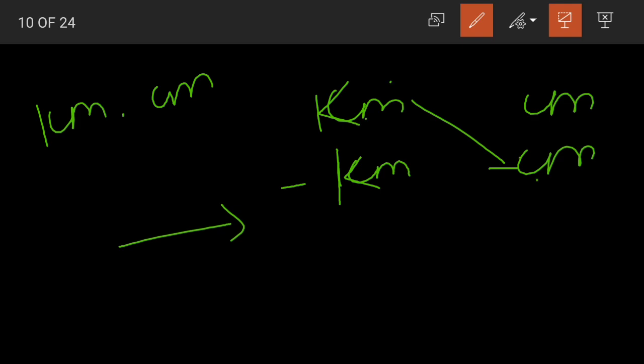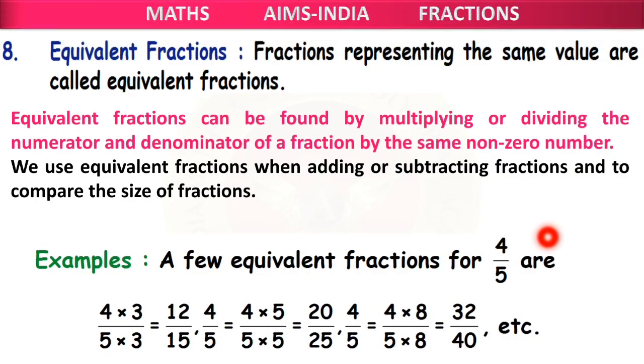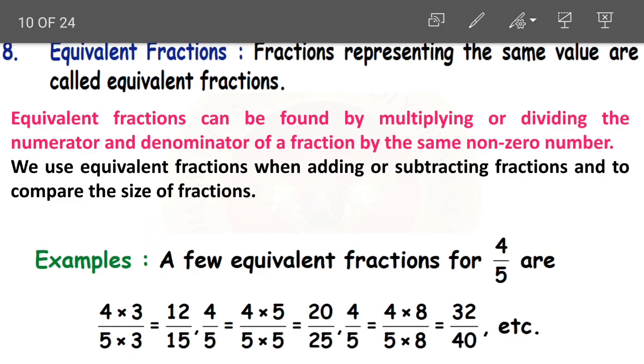If we need to subtract, what did we do, students? We converted either the kilometers into centimeters or the centimeters into kilometers, so that they become numbers of equivalent value, equal measures. Both should be either centimeters or both should be kilometers. In the same way, in the case of fractions also, the fractions should be equivalent to perform addition or subtraction, or also when comparing the size of fractions.